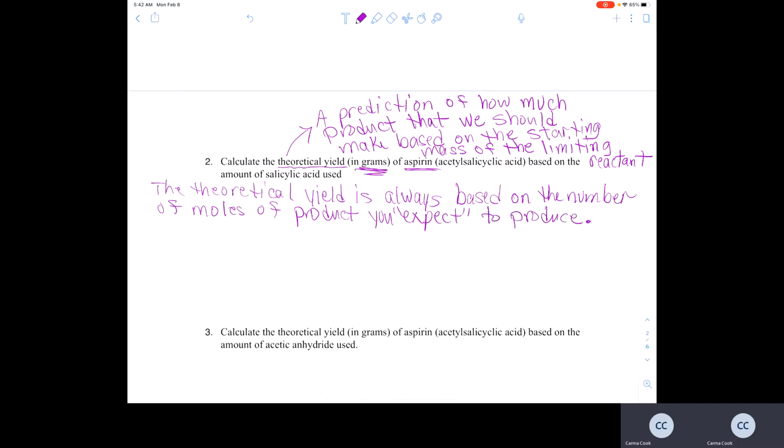So how many moles of our aspirin product do we expect to produce based on the starting moles of the limiting reactant?